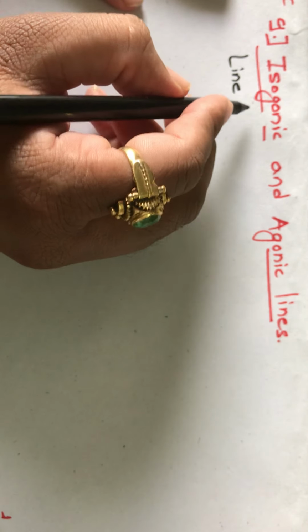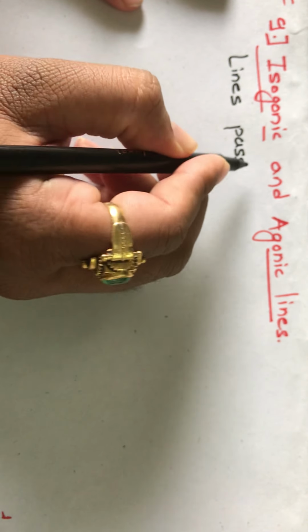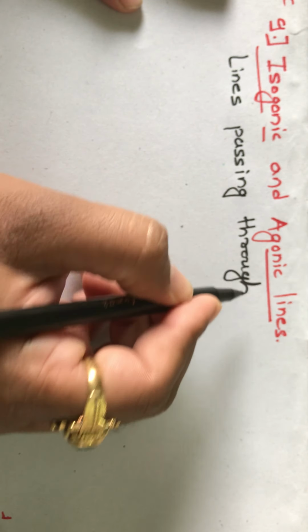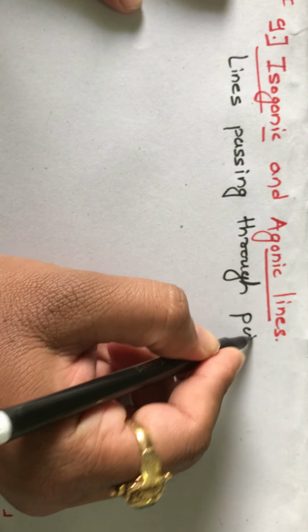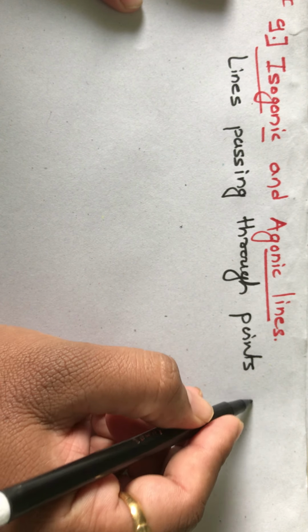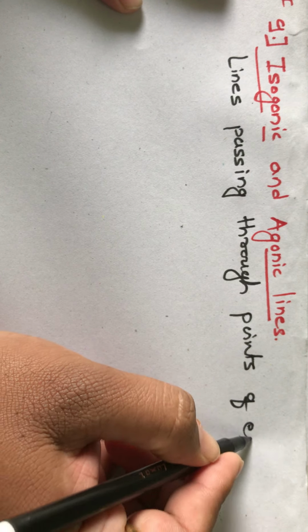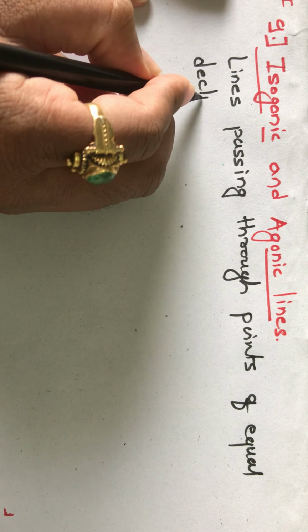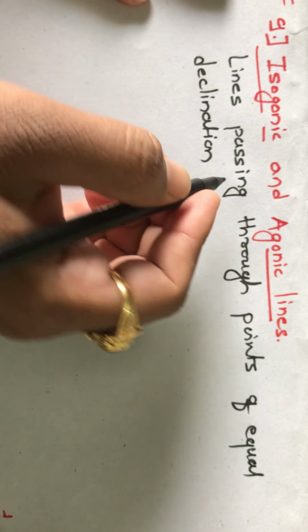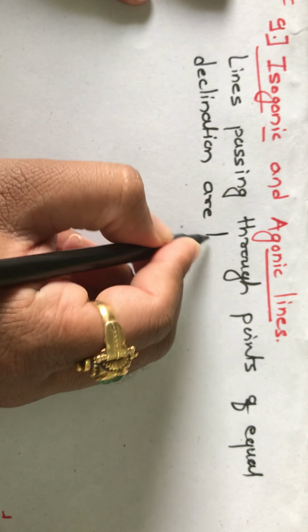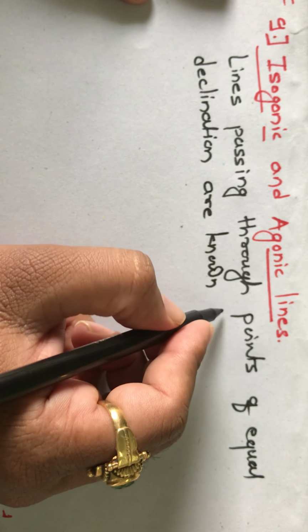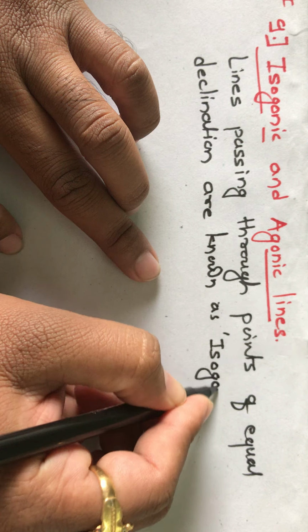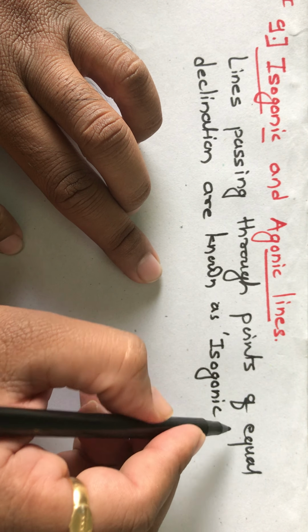Lines passing through points of equal declination are known as isogonic lines.